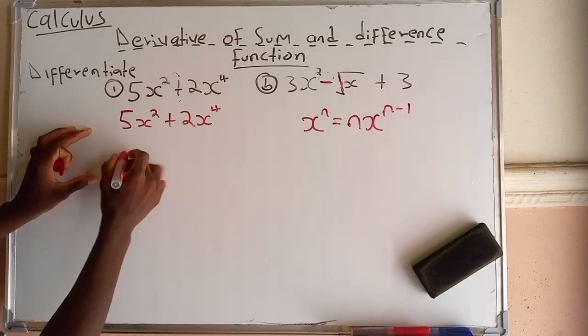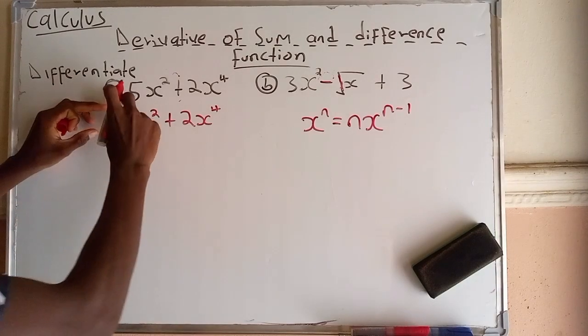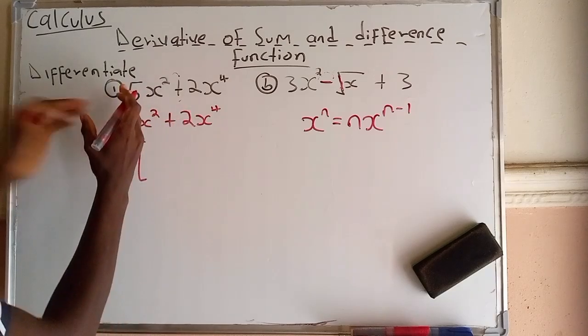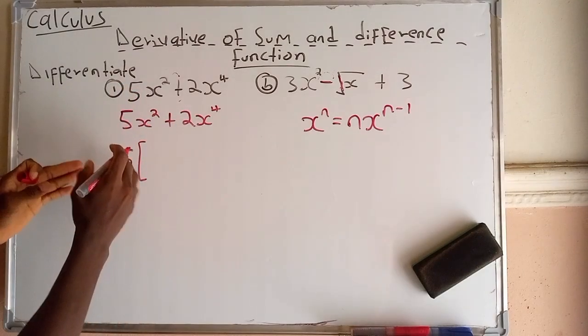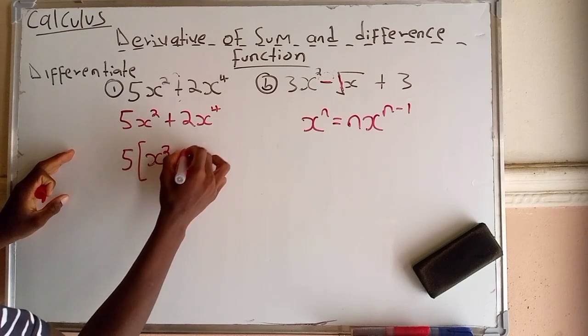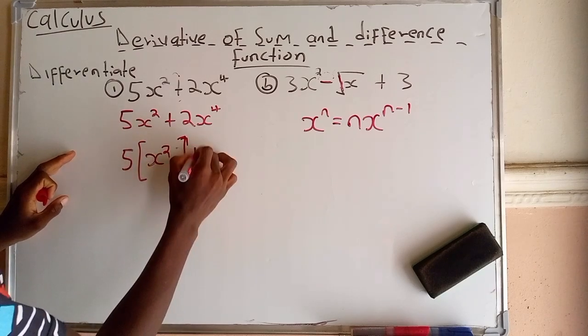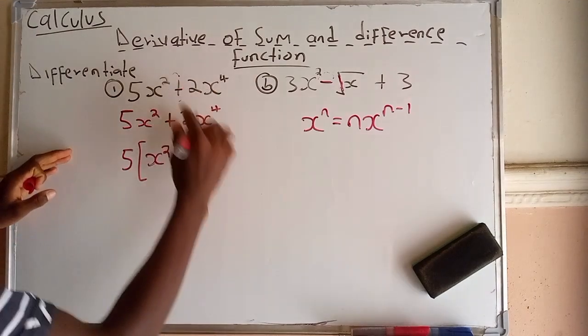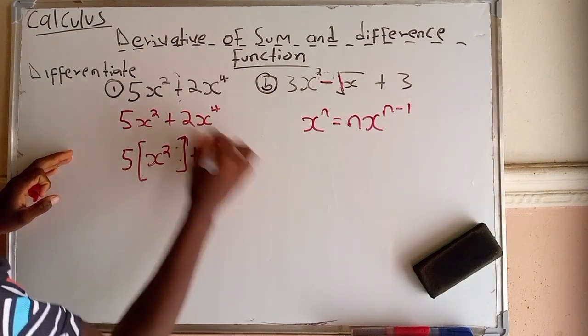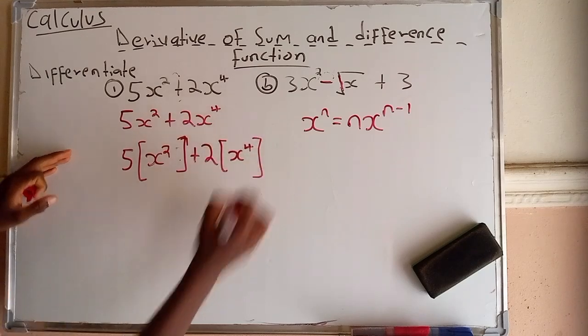Okay, let's say 5 is a whole number. This is 5x squared. So let's extract this 5, and in the bracket we put x squared, close the bracket, and put our plus. Again, let's separate this 2 from x power 4 and say x power 4.